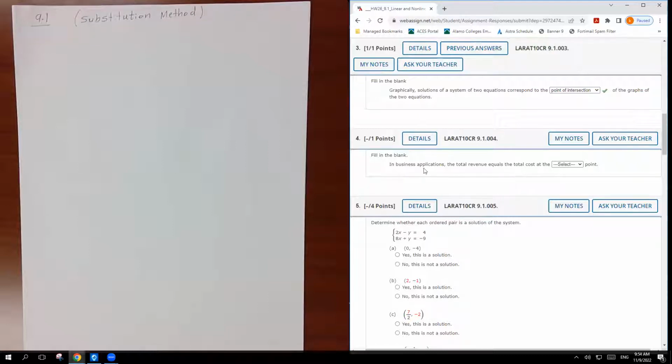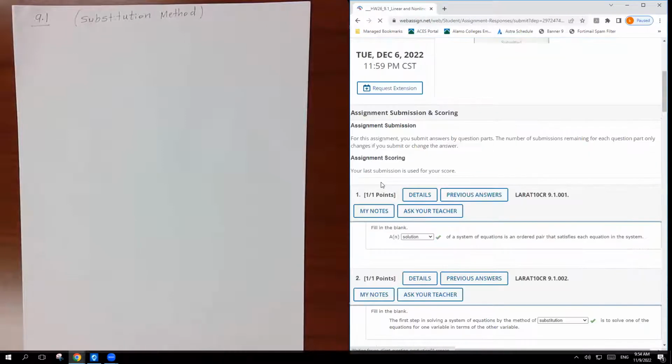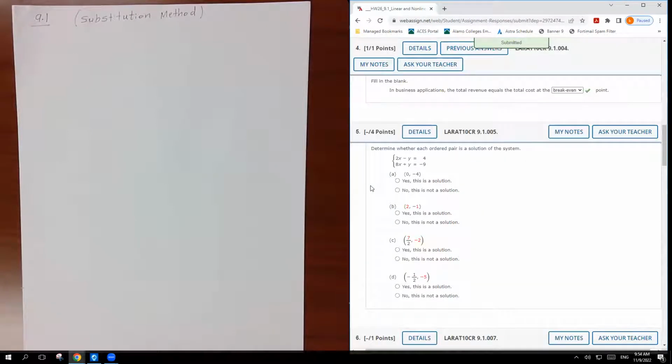In business applications, the total revenue equals the total cost. When the revenue equals the cost, this is called a breaking point, or break-even point. That means your solution is the cost equal to the revenue.